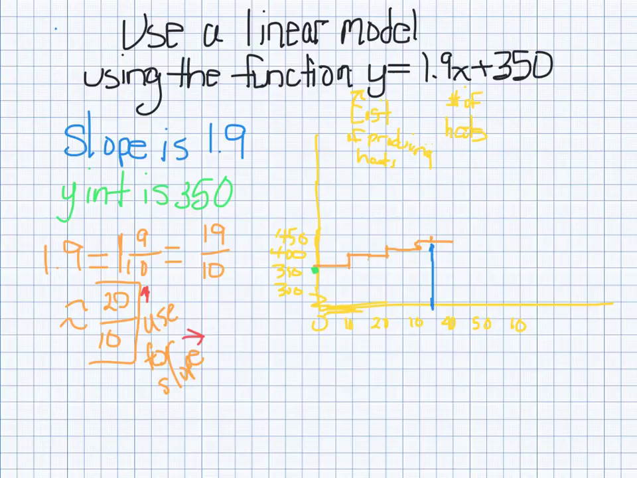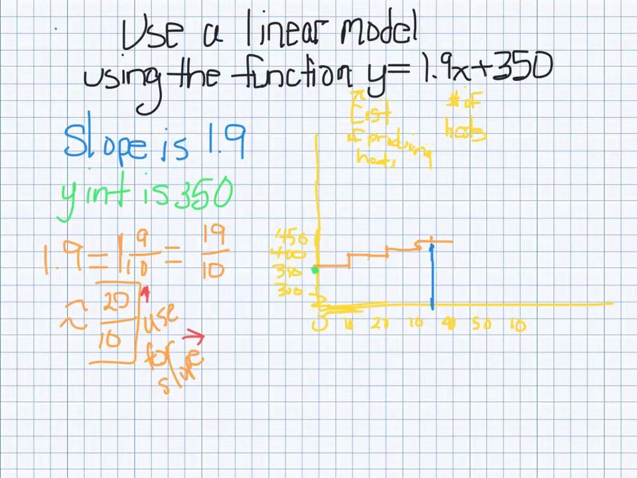Now we might look at how using a linear model using the function y equals, and here's the example, 1.9x plus 350. So the slope, like I said, is 1.9. The y-intercept is 350. 1.9 equals 1 over 9/10. Turning it into an improper fraction, it's 19/10. We can round up 19 for the purposes of this, so I use my squiggly lines, and I can get 20 over 10 for my slope.